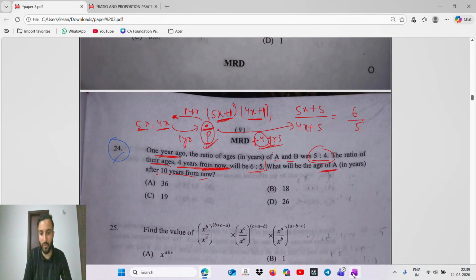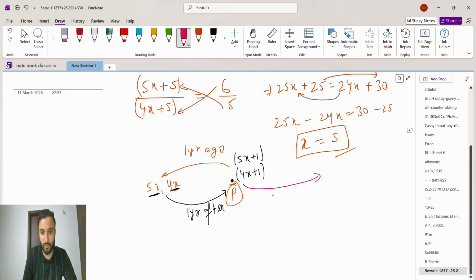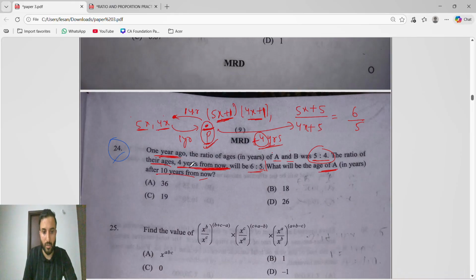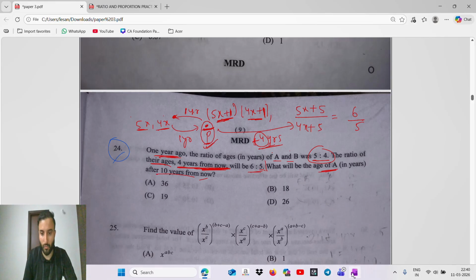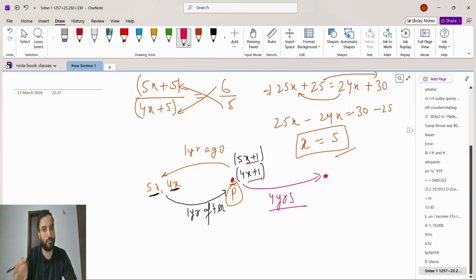Guys, whenever the words from now come, we are talking about the present. So what they said is 4 years from now. 4 years from now means 4 years from present. 4 years from present means what will happen? We will add the 4 years, right?